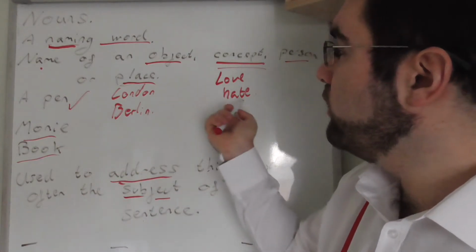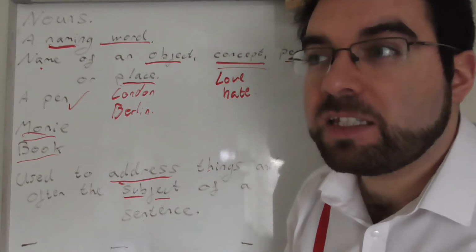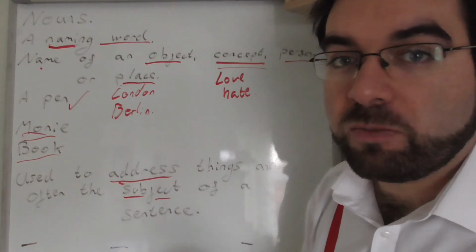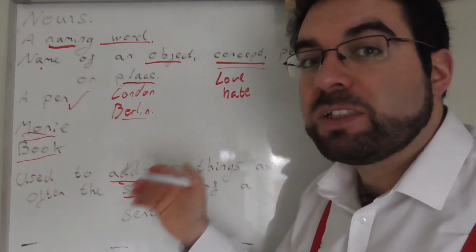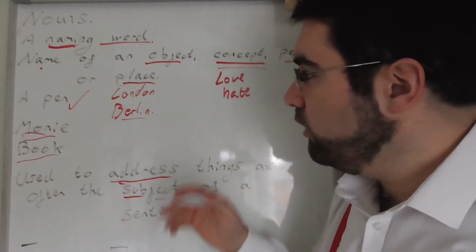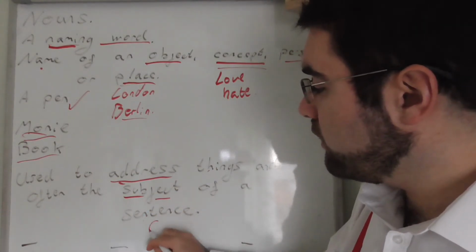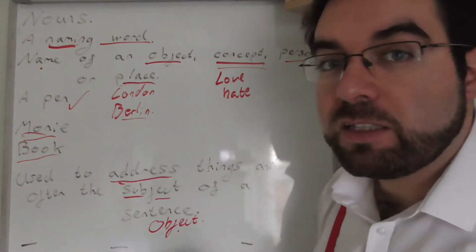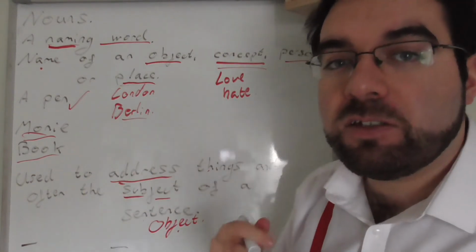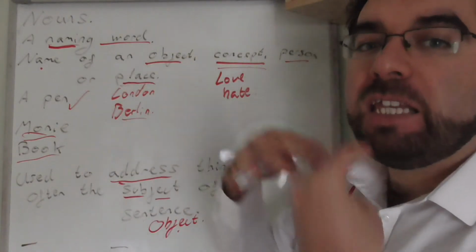So for example, Monie might do something. Monie might say or do something. The person might do something. Or something might happen at a place. The Olympics was at London, for example. London had the Olympics. Or it could also be the object. The object of a sentence, the thing that had the action applied to it. The subject does the action, the object receives the action.